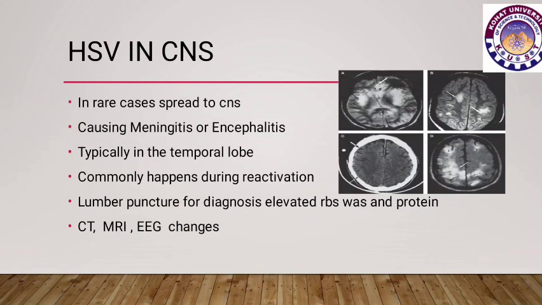When there is brain involvement, a lumbar puncture often has specific findings like an increase in red blood cells, an increase in white blood cells, and elevated protein levels. There are also some CT, MRI, and EEG changes that can help to make the diagnosis.